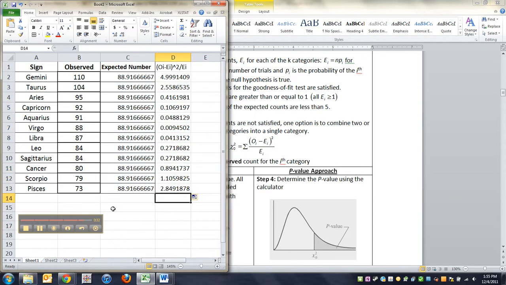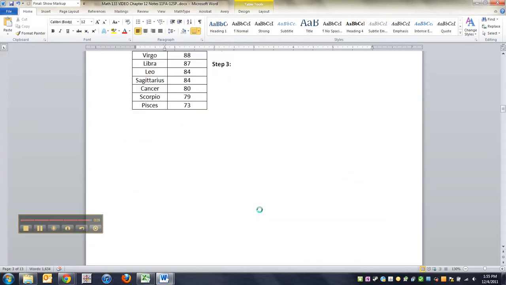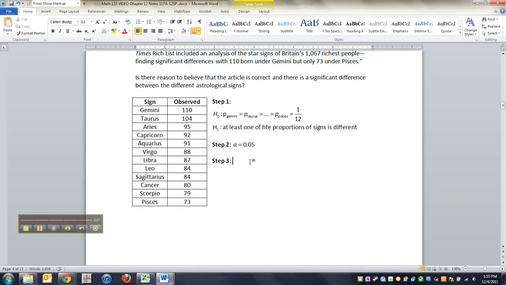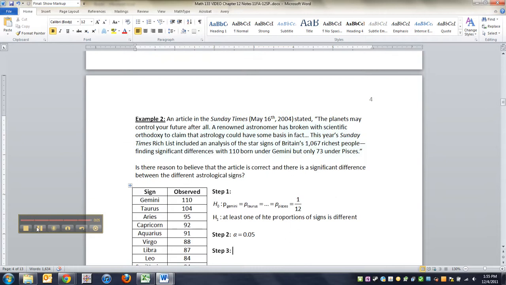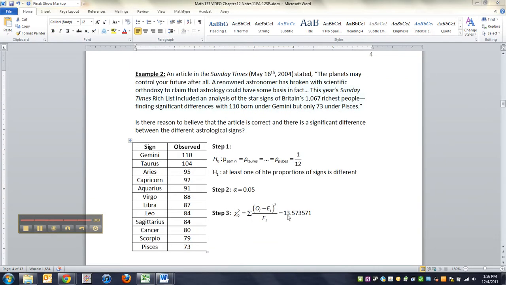And then the chi-square statistic, which will be the test statistic, is right here, which would be equal to the sum of all of these. All right, there's our chi-square statistic. Step 3 is done. Now we'll have to go figure out step 4, which will be needing another video because we don't have time for it in this video. But we did figure out this test statistic.